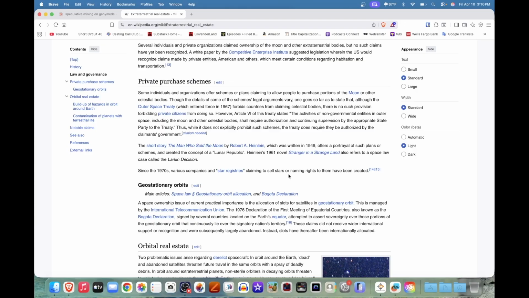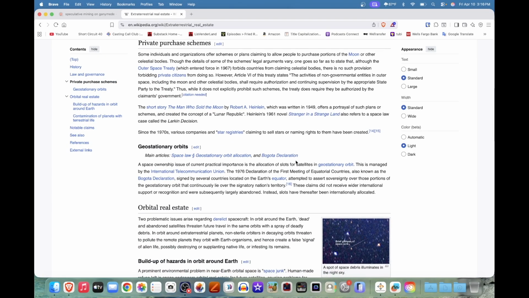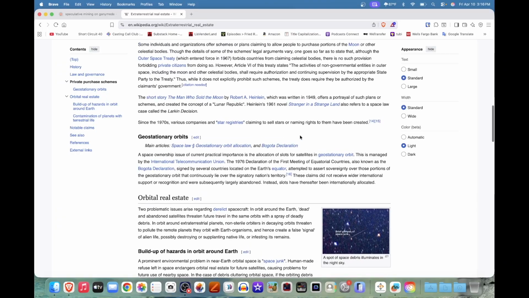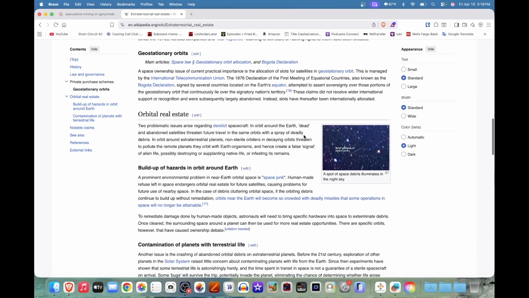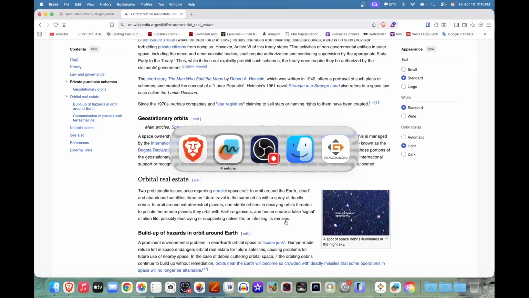State party. Okay. The Man Who Sold the Moon by Heinlein offers a portrayal of such plans or schemes to create the concept of a lunar republic. Huh. Interesting. I don't want to rip off Heinlein. I don't want to go too much like it, but that gives me the idea of it. It might be something we can do. So I might have to read that and make sure I don't rip it off too much. Speaking of that, let me make a note of that on here.